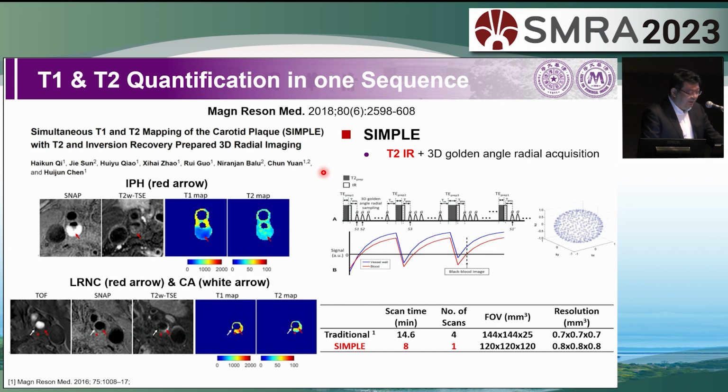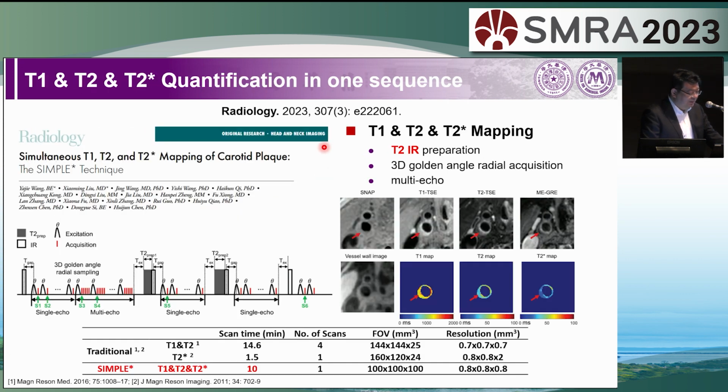And our group also developed this T1 and T2 quantification in one sequence. We call it SIMPLE. It's a T2 IR plus 3D golden angle radial acquisition. And this year, we published this new technique we call SIMPLE-Star. It's also T1, T2, and T2 star quantification in one sequence.